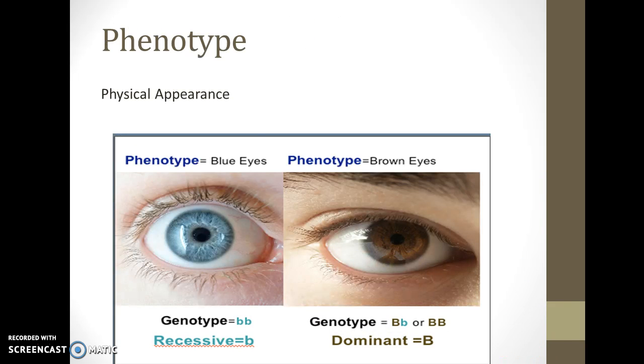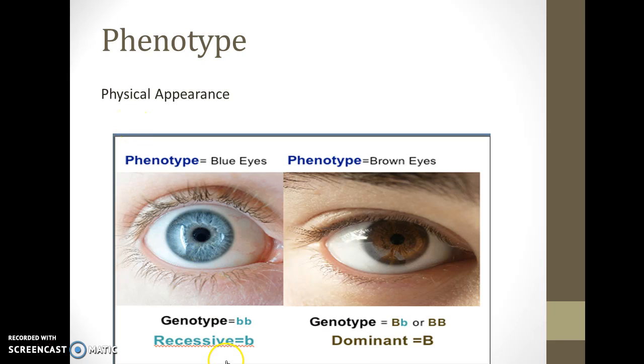Okay, our next word is phenotype. So pheno starts with a P, actually a PH. And so the way that you can remember what phenotype stands for is it's your physical appearance. They both start with PH. So phenotype is your physical appearance.